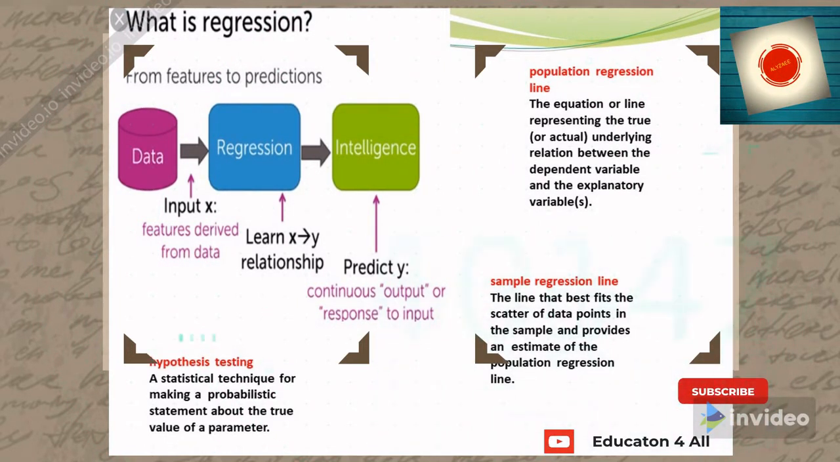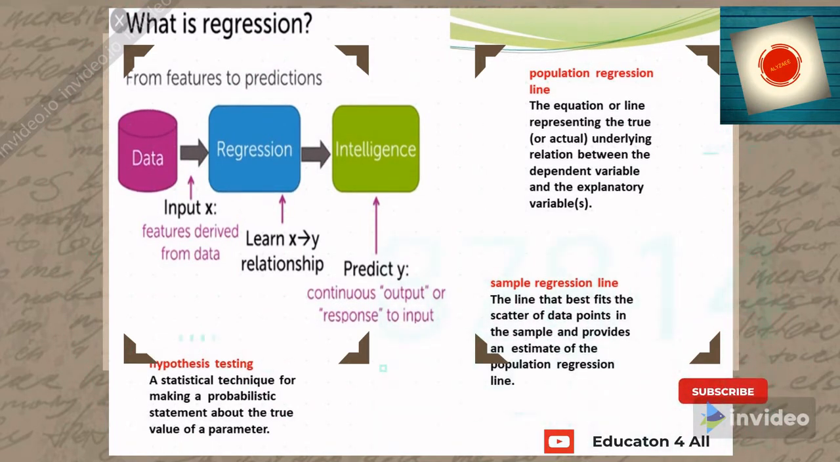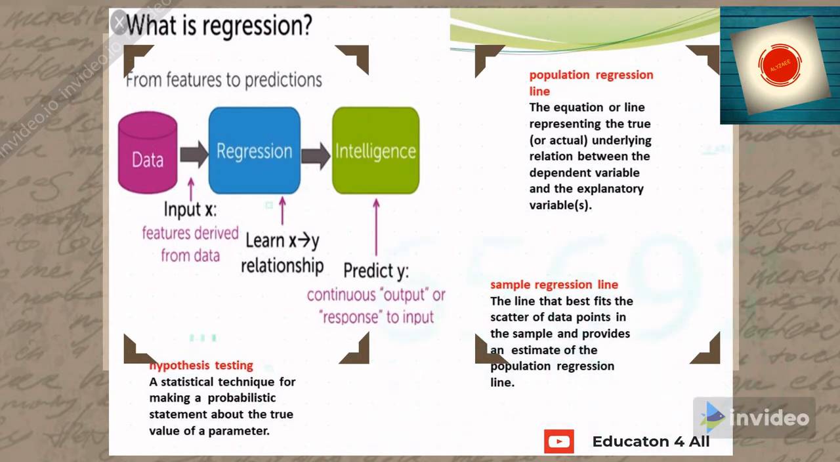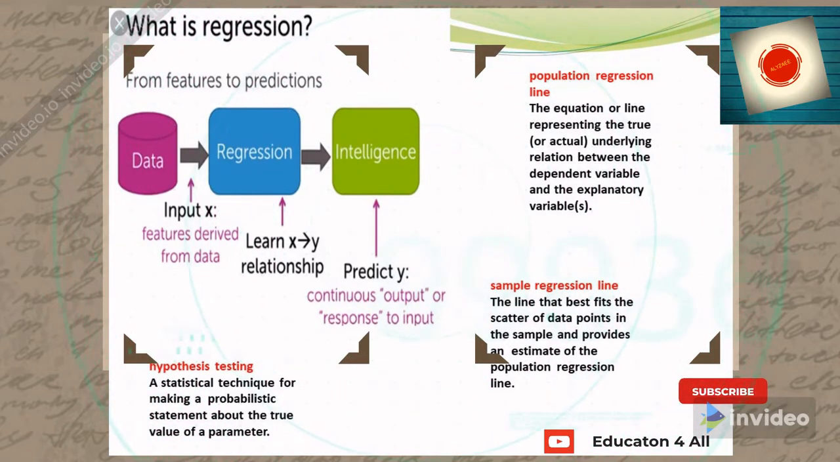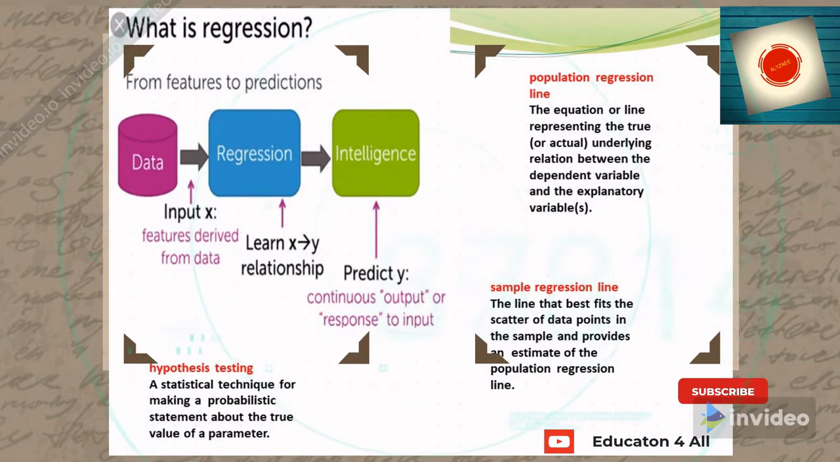So there are three different definitions related to the regression. I have just given these brief definitions of it. The population regression line is the equation or line representing the true or actual underlying relation between the dependent variable and the explanatory variables, whereas the sample regression line is the line that best fits the scatter of data points in the sample and provides an estimate of the population regression line, whereas hypothesis testing is the statistical technique for making a probabilistic statement about the true value of parameters.